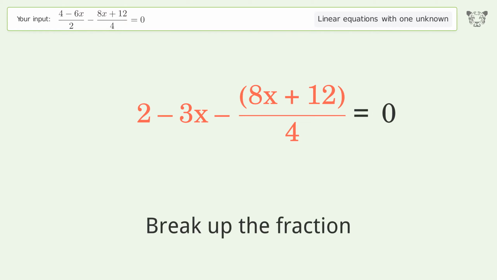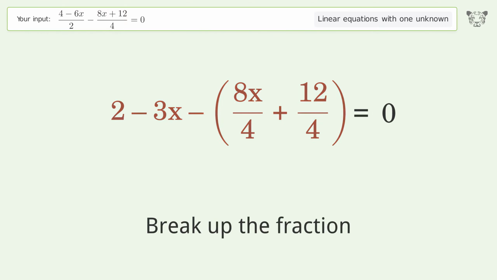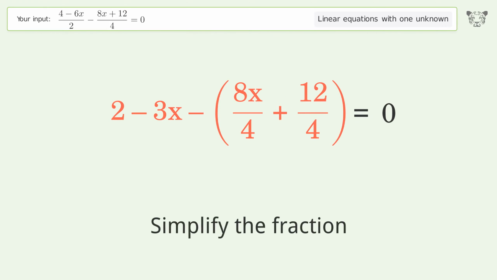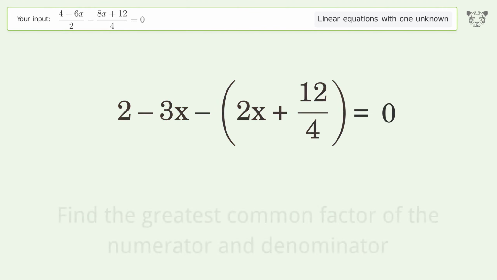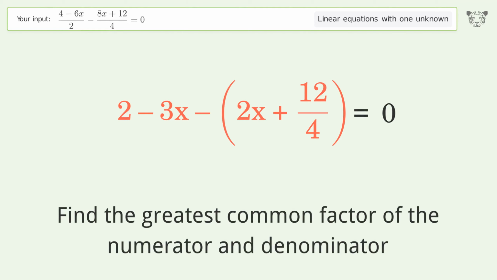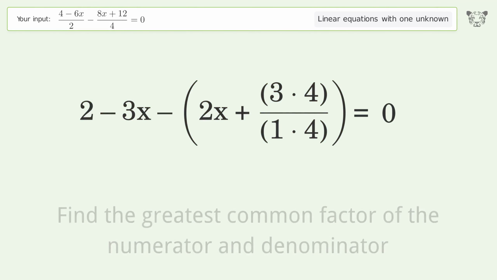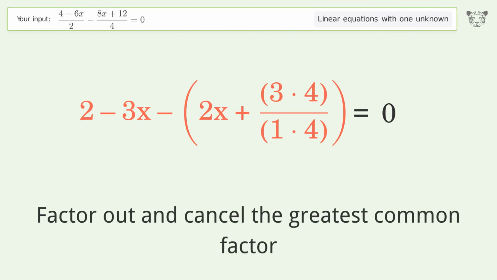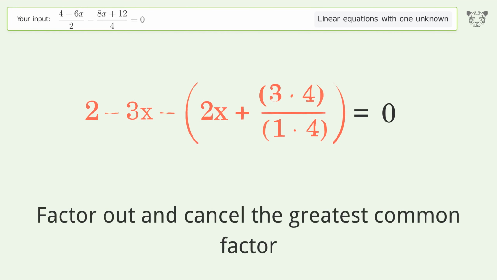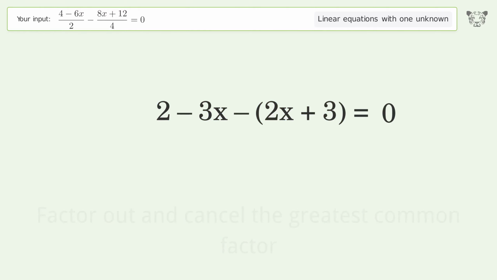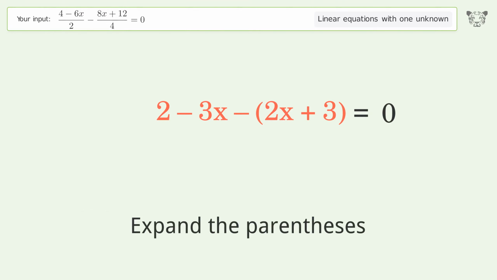Break up the fraction. Simplify the fraction. Find the greatest common factor of the numerator and denominator. Factor out and cancel the greatest common factor. Expand the parentheses.